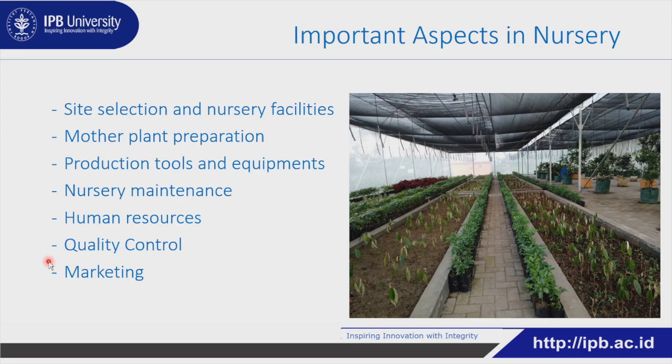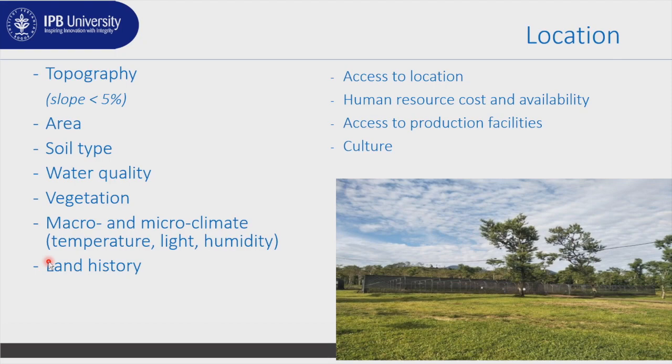Okay, first the location. We should be able to find a good location for the nursery. Commonly, a good nursery should be in a topography with no more than 5% slope. It should be relatively flat. Why? Because it will be a benefit for you to distribute tools and distribute plants in your nursery.